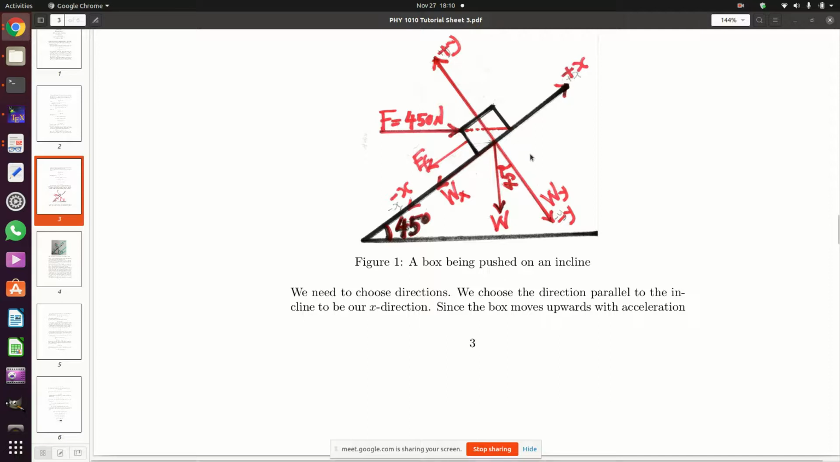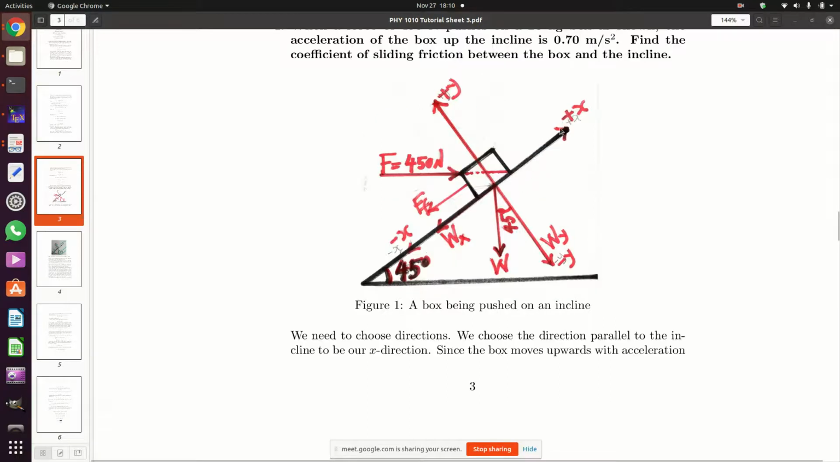When you're trying to solve a problem which involves an incline, like in this case, when you're pushing a box on an incline, the first thing to do is you need directions. You need to know which direction is going to be the x direction, and which direction is going to be the y direction.